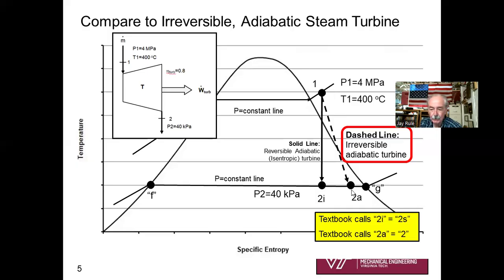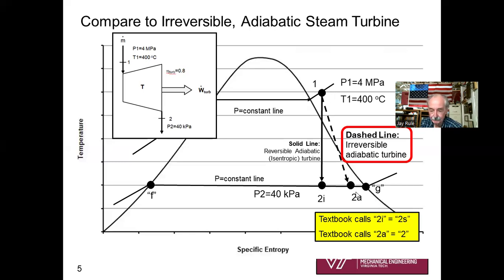Now let's look at this actual process. I call it 2a for 2 actual. I got tremendous results. This is how my professors taught me to do it. And it helped me really understand the difference between the actual outlet state and the isentropic outlet state by calling it 2a for actual and 2i for 2 isentropic. I have shown it as a dashed line, and that's important. You show an irreversible adiabatic turbine as a dashed line because it's irreversible. You can't visualize the area under the curve for the heat transfer. That's why you show it as a dashed line.